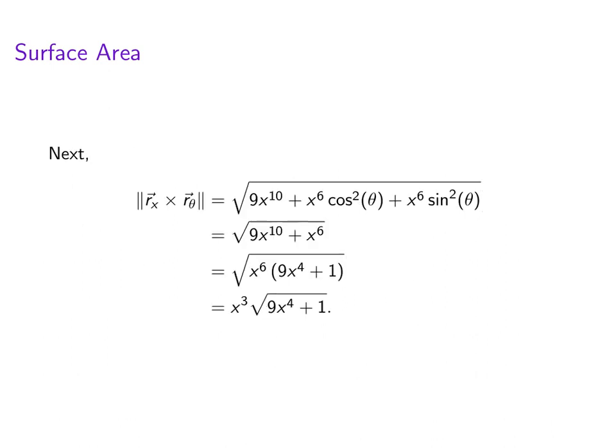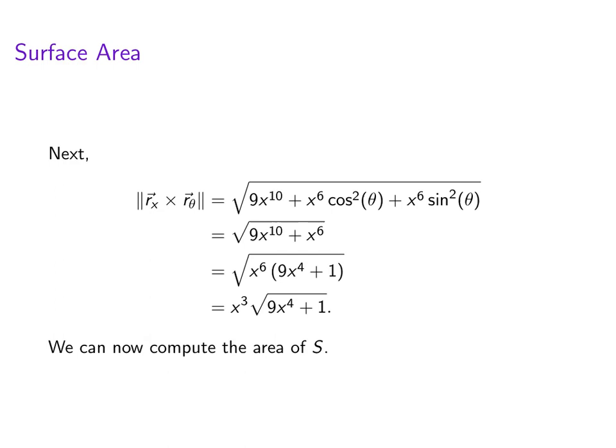Now we need to compute the length of this cross product. It's going to be the square root of 9x to the 10th plus x to the 6th cosine squared theta plus x to the 6th sine squared theta. And you should notice that this expression here, the x to the 6th cosine squared theta plus x to the 6th sine squared theta, we can factor out x to the 6th, and then what's left over is just 1. And then a little bit more algebra, and we wind up with this final expression here, x cubed square root of 9x to the 4th plus 1. So you should verify the algebra that's in here.